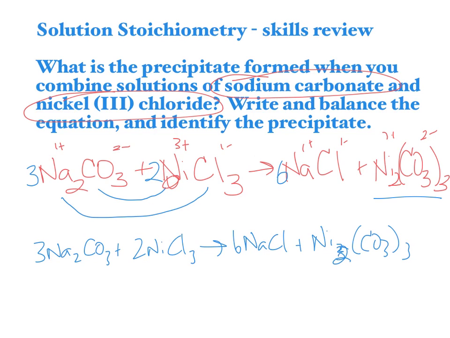There we go. So sorry, that's a 2 right there. Yeah, I can try to erase it. There we go. So in terms of this, what's our precipitate going to be? Because that's the last part: write and balance the equation and identify the precipitate.